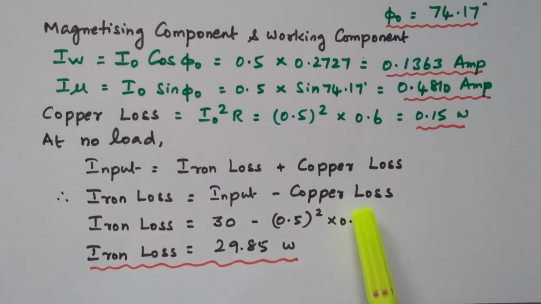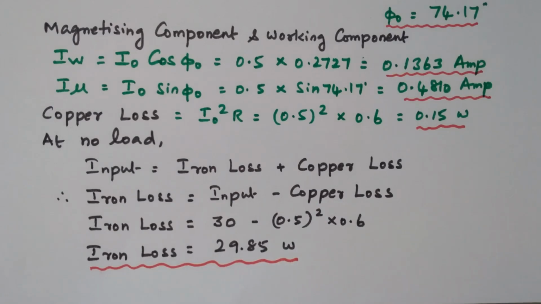How will you find the copper loss? I naught square into R. I naught is already given as 0.5 ampere and R value is also given, the resistance of the primary winding. By simplifying this we got 0.15 watts. The iron loss is 29.85 watts. So now we calculated turns ratio, magnetizing component, working component and iron loss.